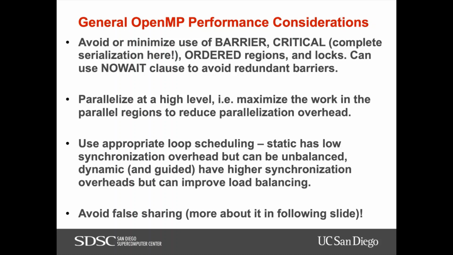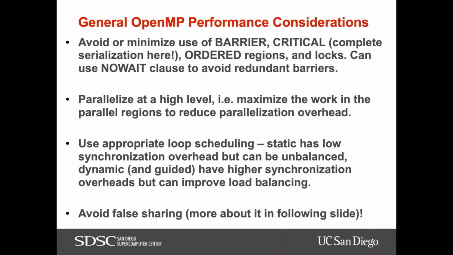Some general considerations of OpenMP performance. One thing is to minimize the use of barrier, critical, and ordered regions. Basically, all of these mean that threads will wait for the other threads, like they won't run in parallel. So if you have a big section that is doing this sort of stuff, you might end up with a poorly scaling code. And parallelize at a high level, maximize the work in the parallel region to reduce the overheads.